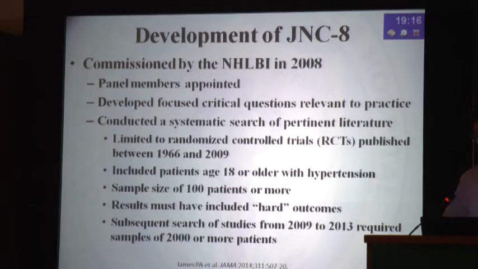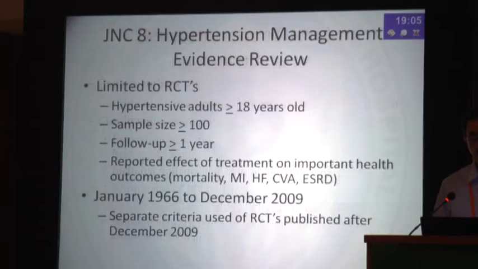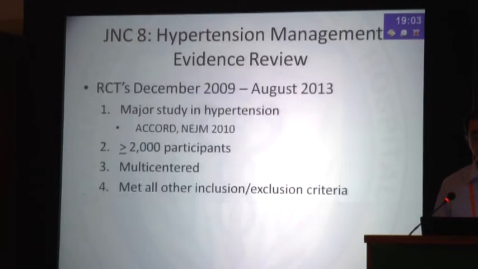The studies needed to have a sample size of at least 100 patients. The results must have included hard outcomes. As far as the subsequent studies between 2009 and 2013 were concerned, they actually needed more than 2,000 participants. They have to be multi-centered, and they should meet other inclusion and exclusion criteria.